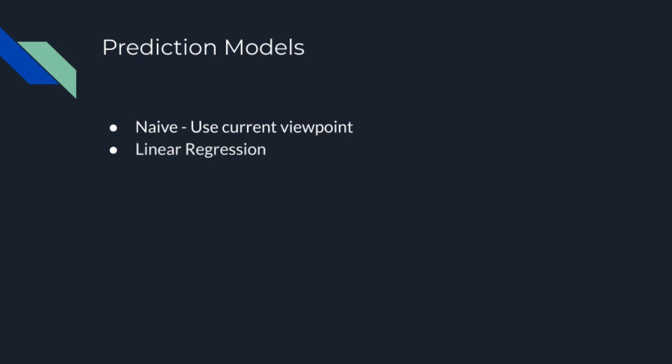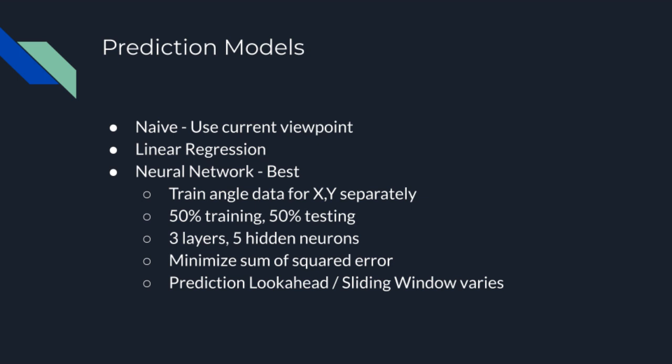The next model is a linear regression model. I'm not going to cover the implementation of it here because linear regression is not the best model for this purpose. Just know though that the prediction error for it is about twice as low as the naive model. The neural network is the best model for all prediction lookaheads and all angles. Explaining how a neural network works would take much too long for this presentation, but I will list the properties they use or the specific implementation they did.